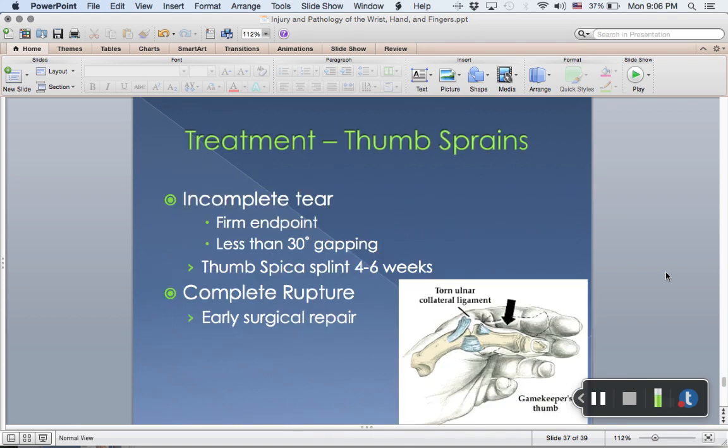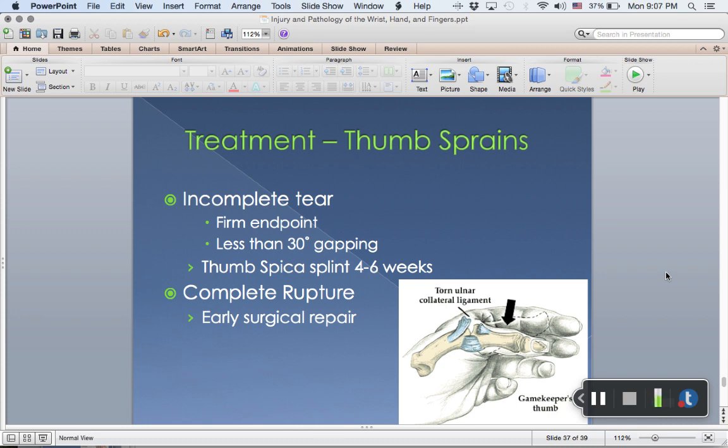So treatment of thumb sprains, incomplete tear. So there's a firm endpoint. Their thumb just doesn't keep going. I know there are, again, a lot of people who have a lot of flexibility in their thumb, probably can bend it back and touch their forearm. But if there is an endpoint, you can splint it for 4 to 6 weeks. Like I said, some people can play through this. It depends on their pain tolerance and how they're doing with NSAIDs and rehab.